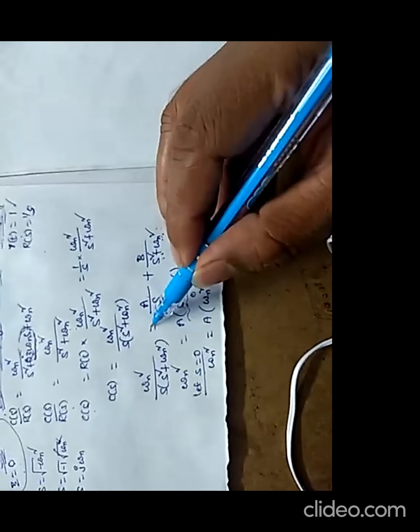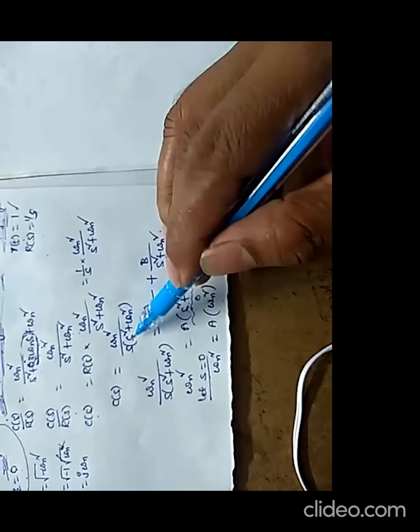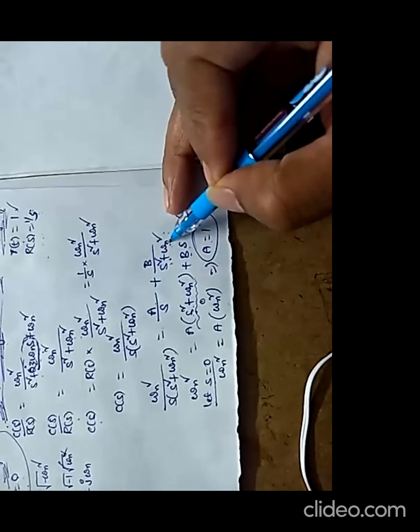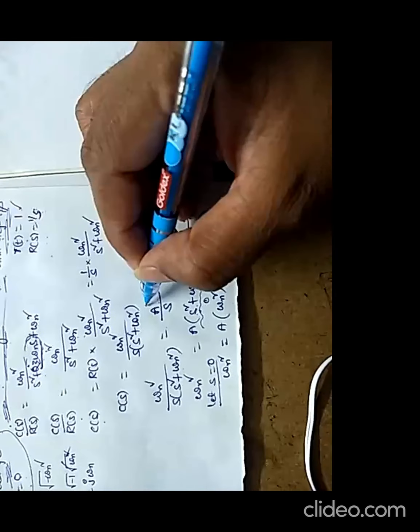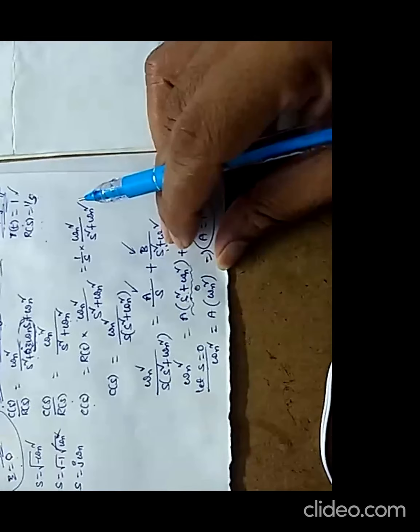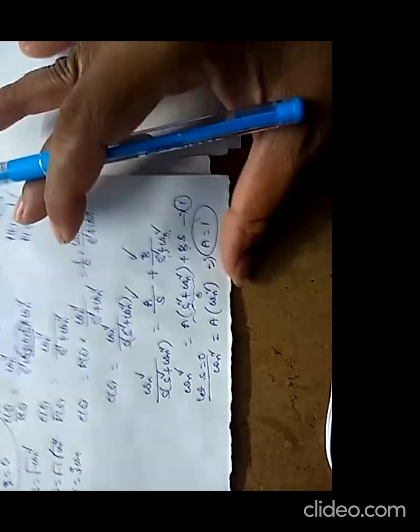Which is equal to A by S plus B by S square plus omega n square. So it can be split like this. Here A and B are the residues. Our ultimate aim is to determine the values of A and B, that is, the constant values, the residue values.